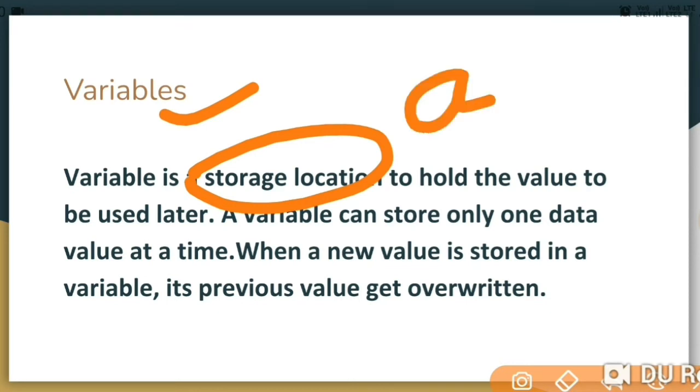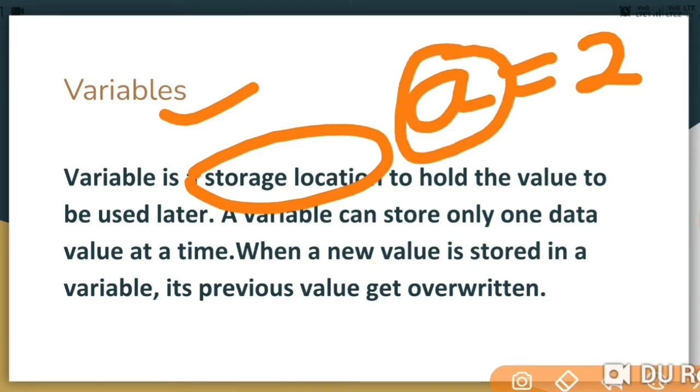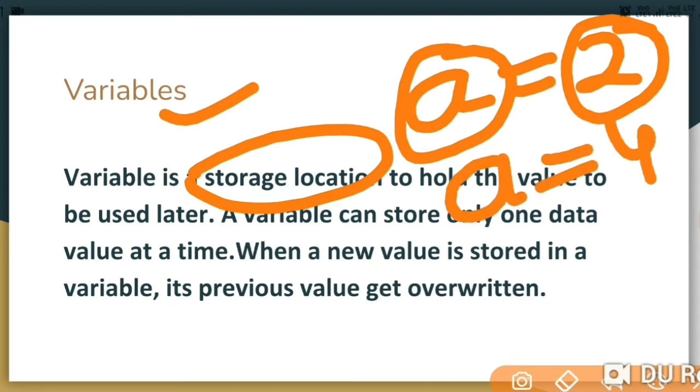If there is a letter A, you assign the value 2. Here this is called the variable and here this is called the value. And if you are assigning a value to the variable, you can also change it. How can you change it? Suppose there is the letter A and you are assigning the value 2, then again you can write A equals 4. So the value of A is overwritten by 4. So A is known as a variable.